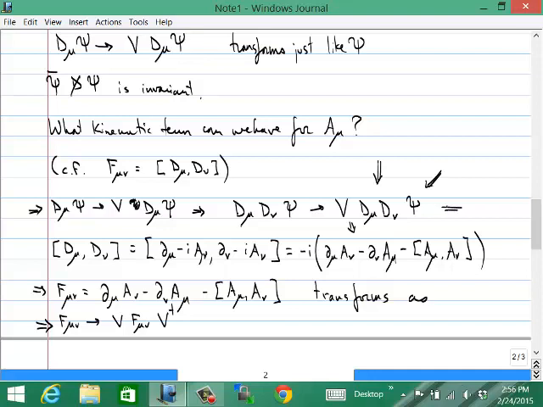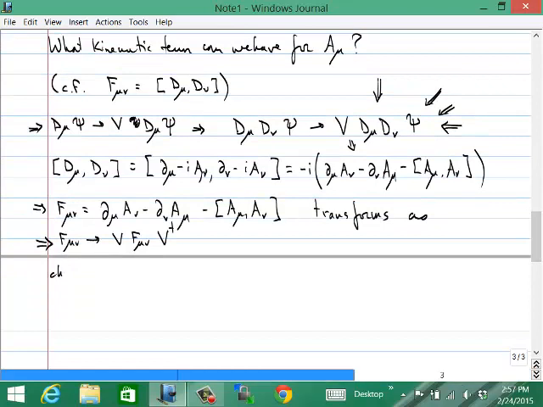So consider this transformation rule up here, and now take the commutator of D_μ and D_ν, and that's just equal to F. And so you can see that if F transforms to V F_μν V†, then indeed you'll just reproduce this transformation rule up here. So that was a roundabout way, a very slick way, of deriving the gauge transformation properties of F_μν.